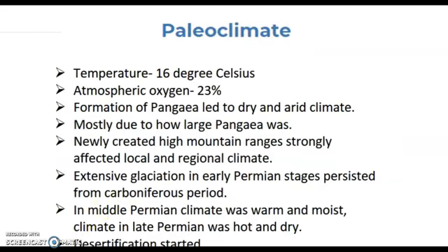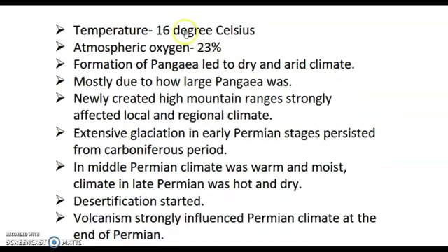Now talking about the paleoclimate. The temperature was 16 degrees Celsius, a little bit warm compared to today's. Atmospheric oxygen was 23%, so this was less compared to the Carboniferous period. In the Carboniferous period, the oxygen was almost 35%, so a very huge drop in the oxygen levels.